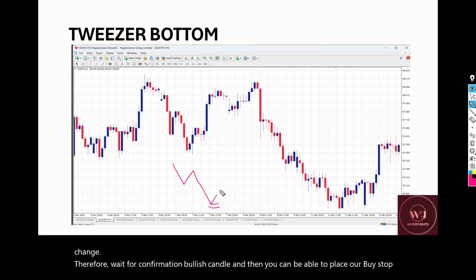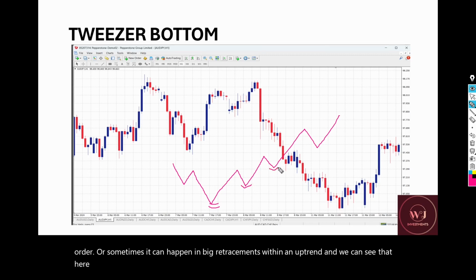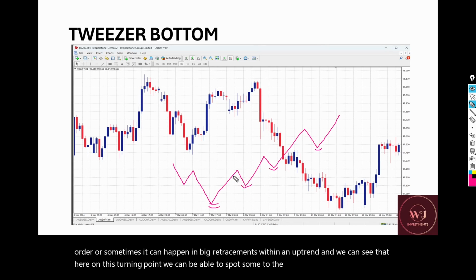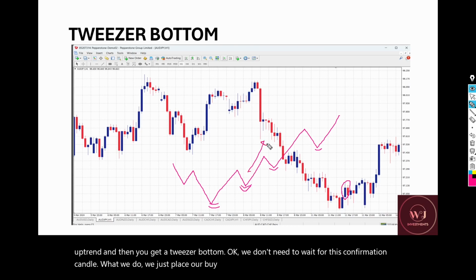Or sometimes it can happen in big retracements within an uptrend, and we can see that here on these turning points, we can be able to spot some tweezer bottom. When it is in a clear uptrend and then you get a tweezer bottom, okay, we don't need to wait for this confirmation candle. What we do, we just place our buy stop and then we catch the continuation.